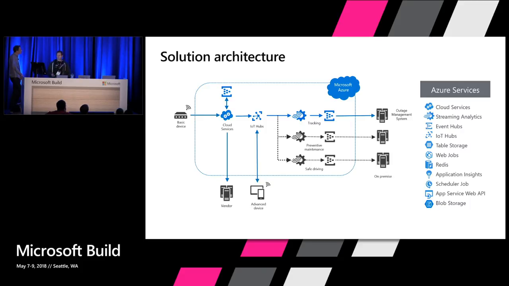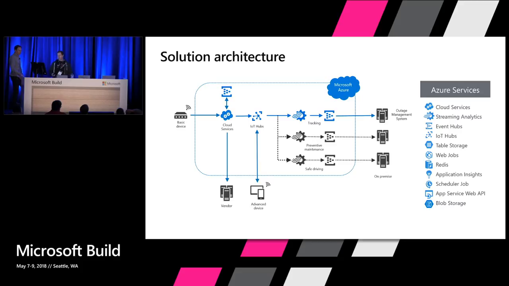vendor. The point of this solution was really to support multiple vendors and multiple devices and carriers. And what we built is a framework so that each business unit could create their own use case as we described above. So advanced devices are actually iPhones or rugged laptops that sit in the truck. They can communicate directly to the IoT hub.